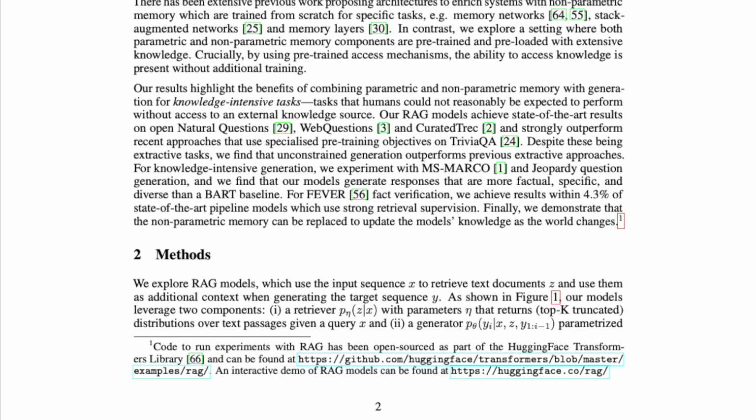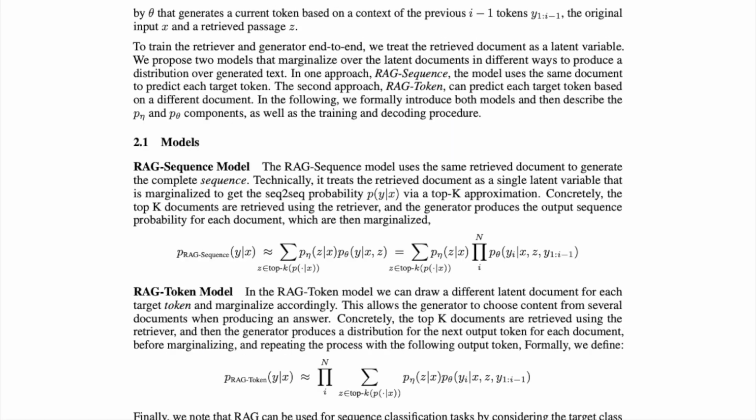We explore RAG models, which use the input sequence x to retrieve text documents z and use them as additional context when generating the target sequence y. As shown in Figure 1, our models leverage two components: a retriever p_η(z|x) with parameters η that returns top-K truncated distributions over text passages given a query x, and a generator p_θ(y_i|x, z, y_1:i-1) parameterized by θ that generates a current token based on a context of the previous i-1 tokens y_1:i-1, the original input x, and a retrieved passage z.